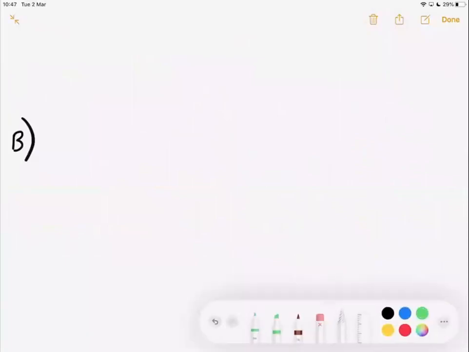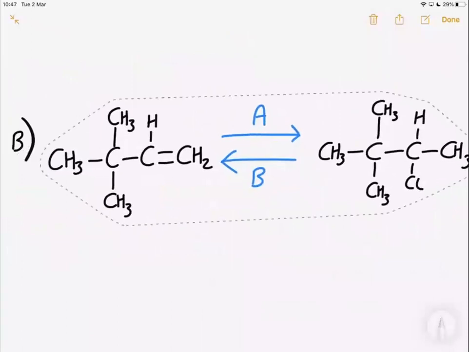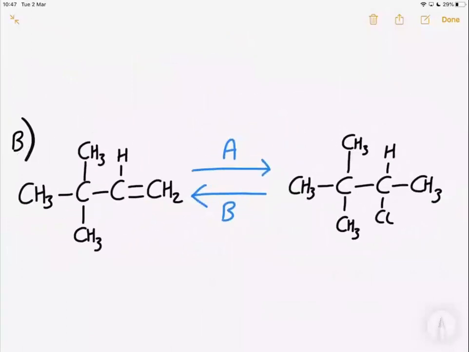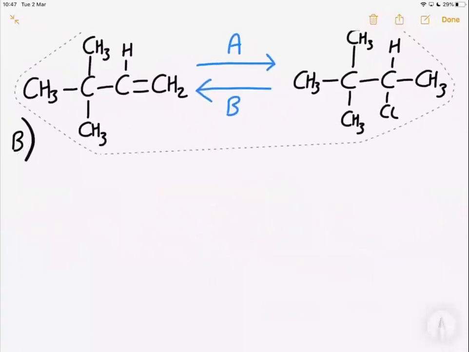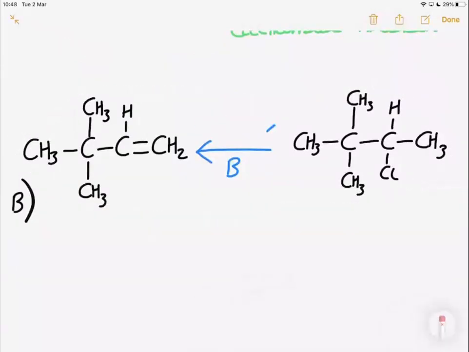So then, for B, have I still got this on my clipboard? Yes, I do. Lovely stuff. Now, let's pop it up there, actually. This time, it's the same couple of molecules, so we don't need to rename those. We've already done that, right? You can wind back in the video if you want to just check what they were, okay?